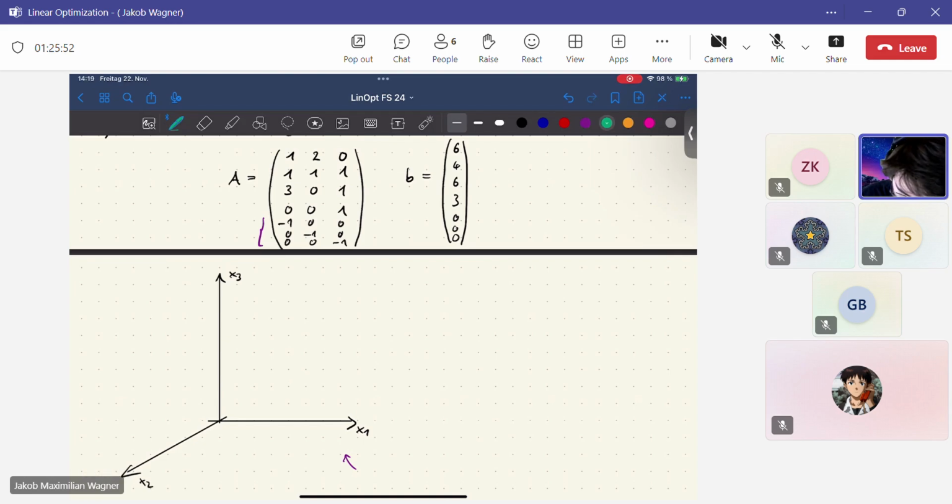And we have here this highlighted in green condition that says that x3 is also bounded from above by a hyperplane that's just orthogonal or parallel to the x1, x2 plane. So we have something like such a hyperplane here that bounds our feasible set, and we take everything that's below.